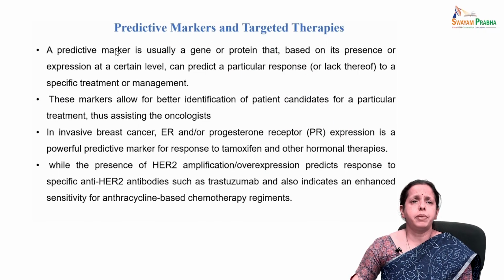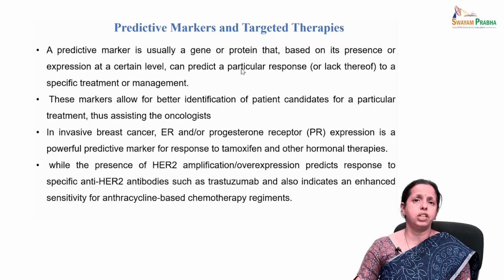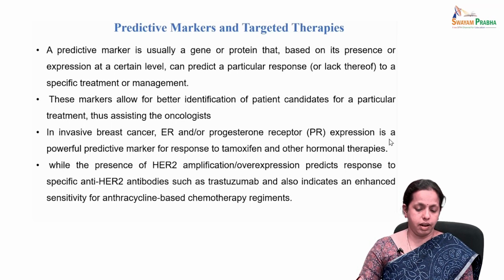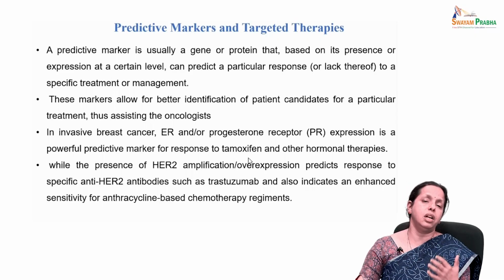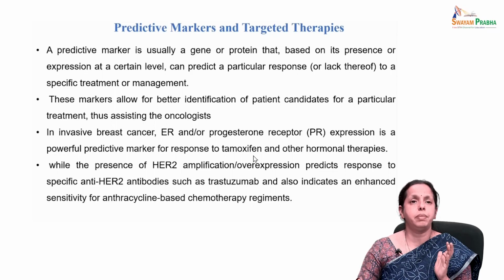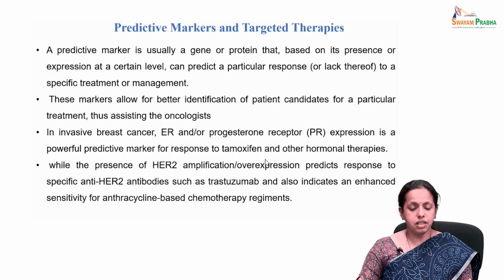For breast cancer, a predictive marker is usually a gene or protein that, based on its presence or expression at a certain level, can predict a particular response. In invasive breast cancer, the estrogen or progesterone receptor expression is a powerful predictive marker for response to tamoxifen. Recollect my first slide in the initial session, where we were talking about whether these genes can be predictive markers for response to this particular drug, tamoxifen.